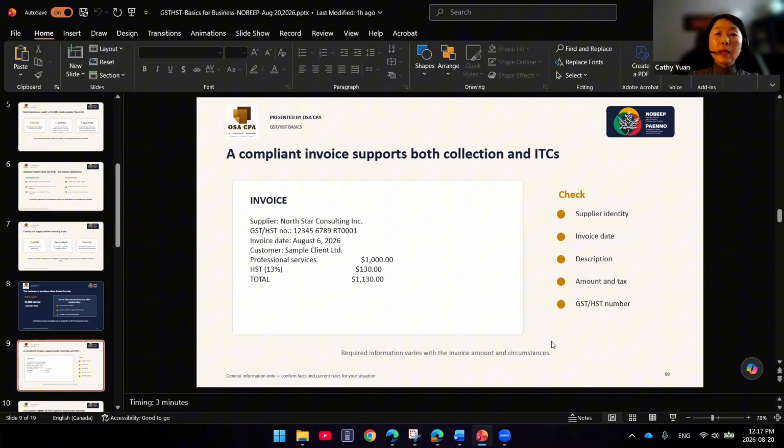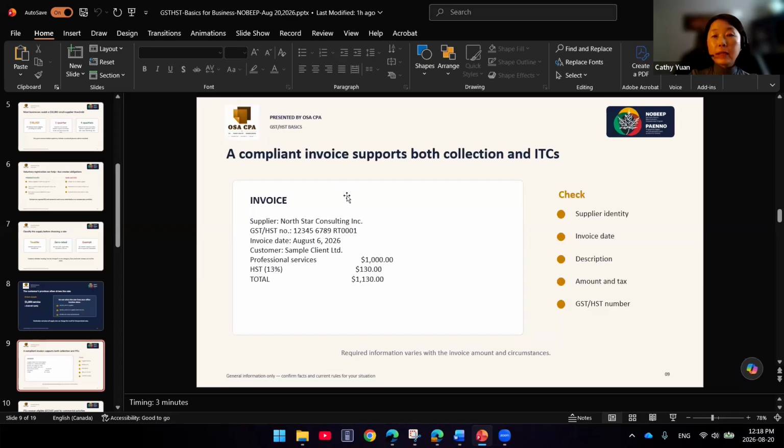Everything we buy from a vendor, even an online vendor, we always ask them to provide an invoice. It's not a receipt, because a receipt only shows the total amount. We don't know what we paid for the goods or service, and what we paid for the tax. So it is important that we collect the invoice.